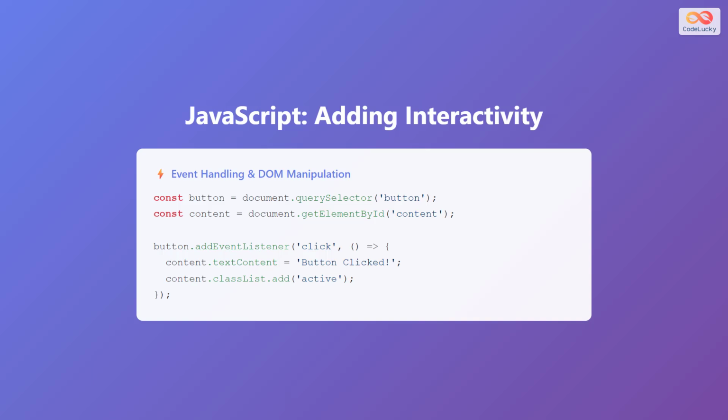JavaScript brings interactivity and dynamic behavior to web pages. You select HTML elements using methods like querySelector and getElementById. You attach event listeners to respond to user interactions like clicks. When events occur, you can manipulate the DOM by changing text content and adding CSS classes. For example, you can select a button and listen for clicks. When clicked, you update the content and apply styling. This is how modern web applications become interactive and responsive to user actions.